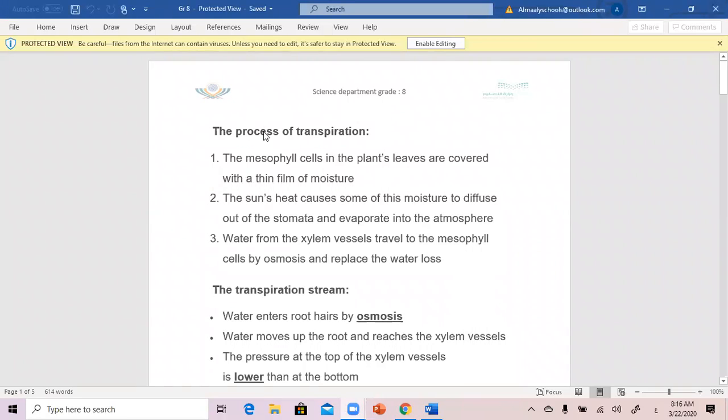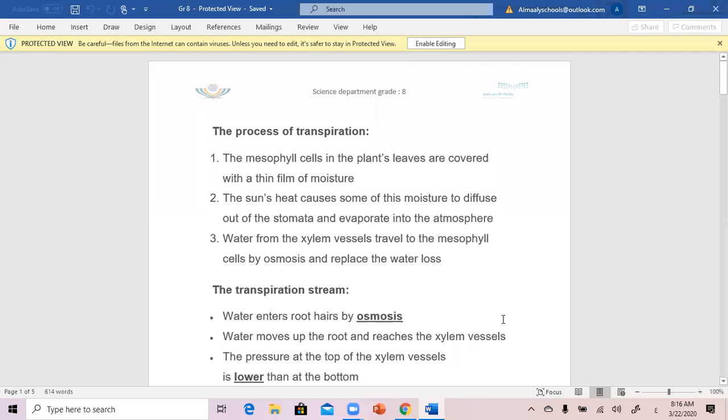The process of transpiration: the mesophyll cells in the plant leaves are covered with a thin film of moisture. The sun's heat causes some of the moisture to diffuse out of the stomata and evaporate into the atmosphere. Water from the xylem vessels travels to the mesophyll cells by osmosis to replace the water.